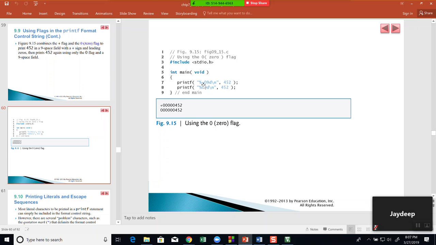Here they do a plus. That'll print a plus if it's positive. If it's negative, you wouldn't have a plus, of course. And then it has 0, 9. 1, 2, 3, 4, 5, 6, 7, 8, 9. There's 9 digits there. By putting a 0 there, instead of putting spaces, it puts leading zeros. So down here there is no plus, so it just puts leading zeros, and it puts one more 0 than the one above it.